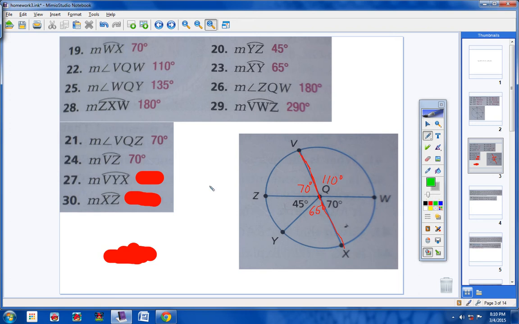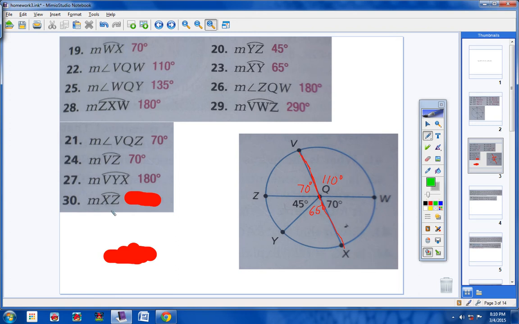Alright. Arc VYX. From V to Y to X. So here are your endpoints of the arc right here. Notice those endpoints lie on the endpoints of a diameter. So we have a semicircle, and a semicircle always has an arc measurement of, excuse me, 180, sorry, 180.